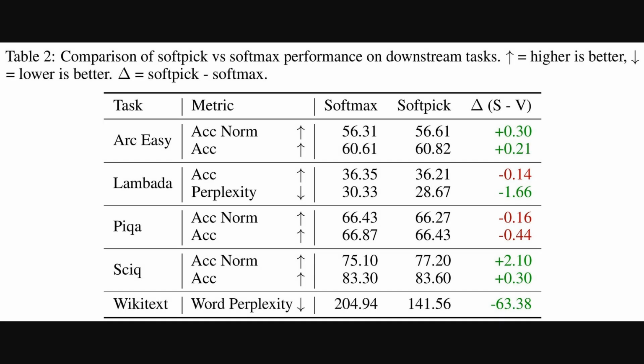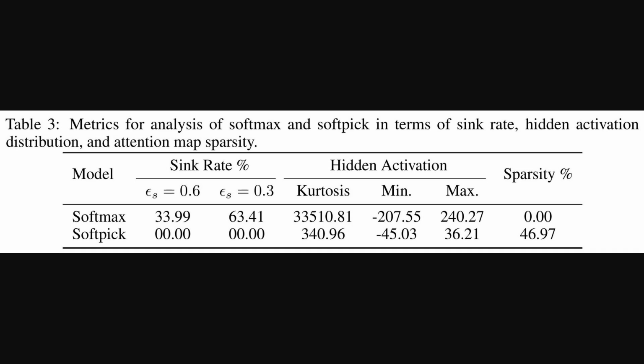Okay, so after seeing those visual differences in attention and activations, the natural question is, how does this affect actual performance? Well, this table lays out the benchmark results. It compares Softpick and Softmax side by side on tasks like ArcEasy, Lambada, PIQA, and others. And look, the scores are really close. Softpick essentially maintains performance parity, sometimes slightly better, sometimes slightly worse, but notably, much better perplexity on Wikitext. So, no performance hit.